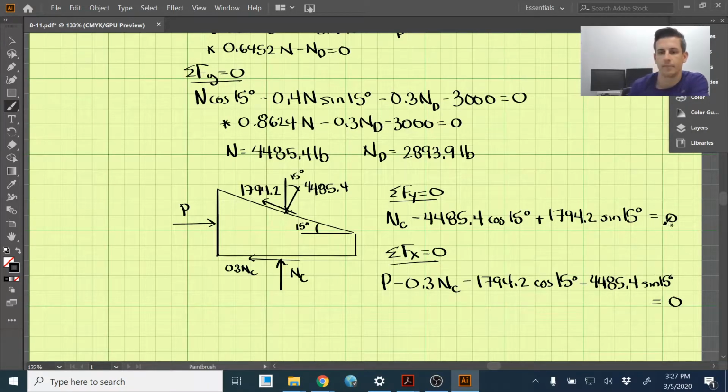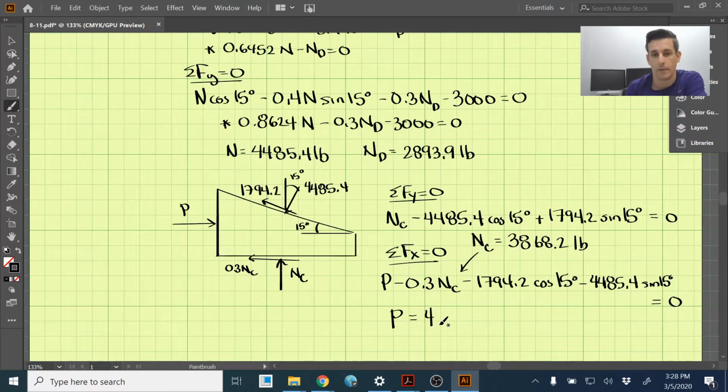I believe I got everything. So in this first equation here, we can solve directly for NC. NC comes out to be 3868.2 pounds. And then subbing this in here, we can solve for P. And P comes out to 4,054 pounds, which is then equal to 4.05 kip. All right, and that is our answer for this problem.